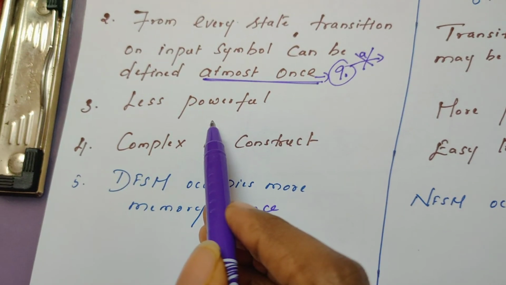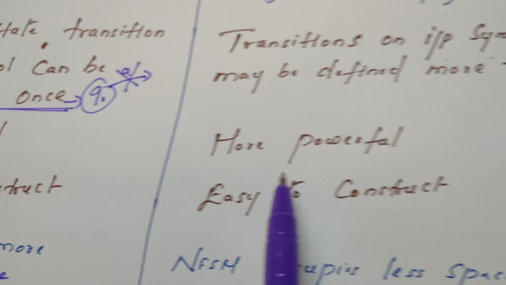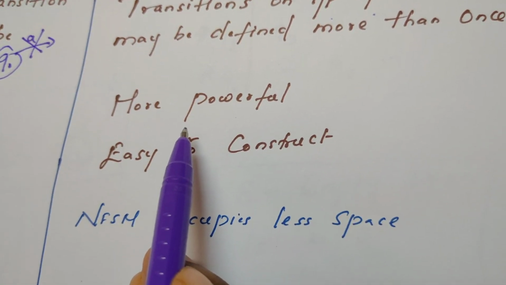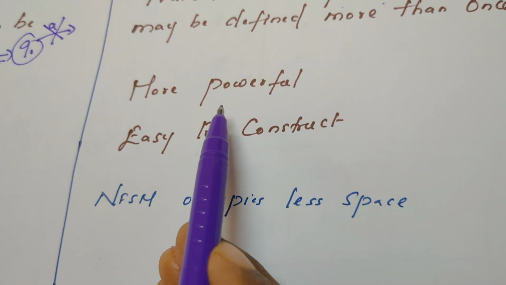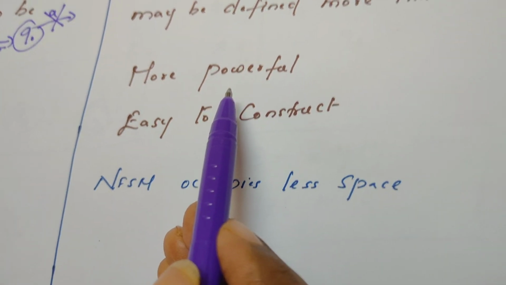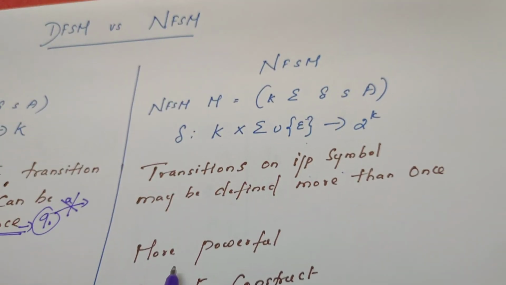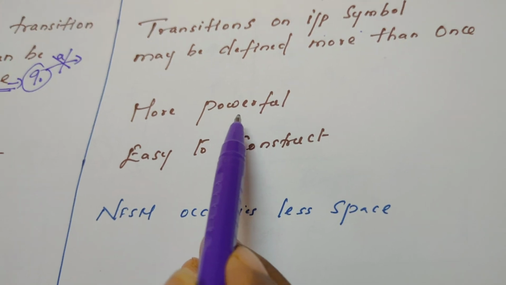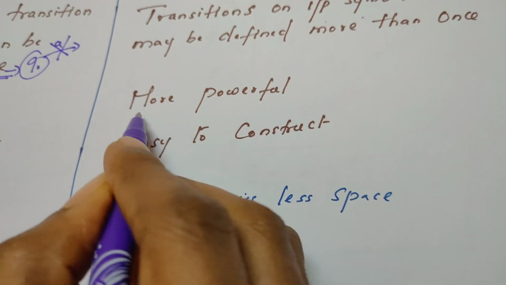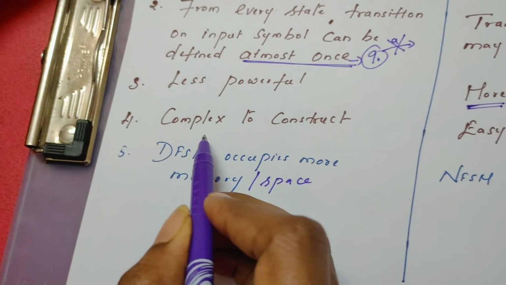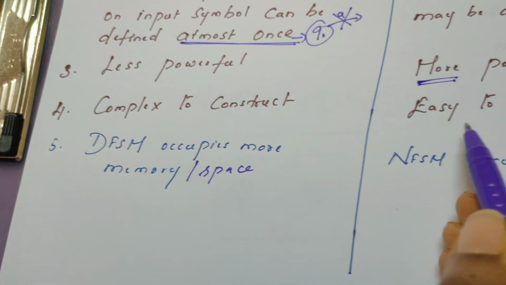DFSM is less powerful. NFSM is more powerful. For the reason, NFSM has a little intelligence of choosing, if it has to stay in more than one state, which state is the correct state as per the string. So it has the intelligence of choosing the right state to accept or recognize a particular string. That is why we say NFSM is more powerful. DFSM is difficult to construct. NFSM is easy to construct.